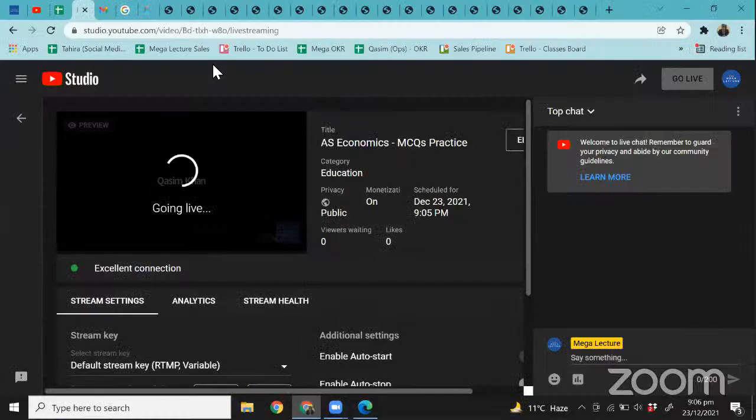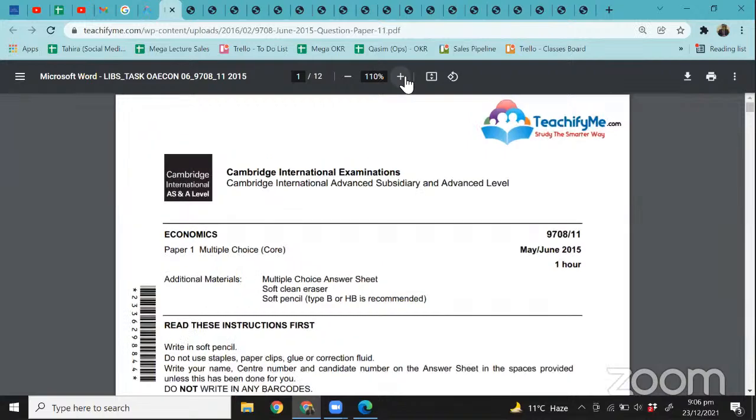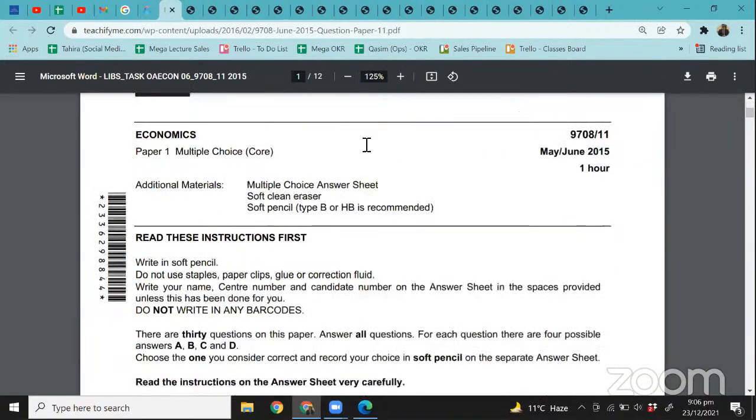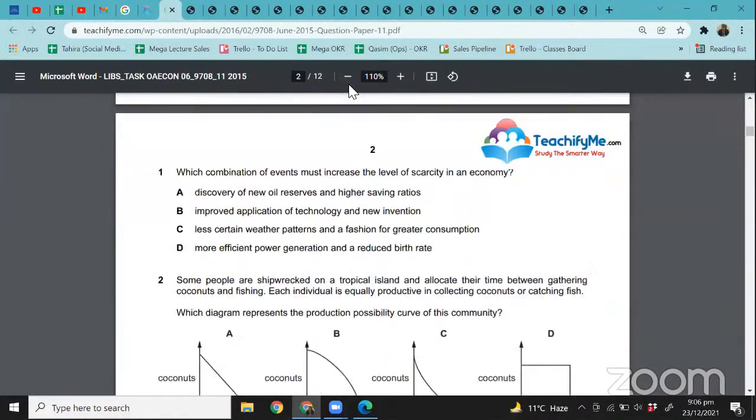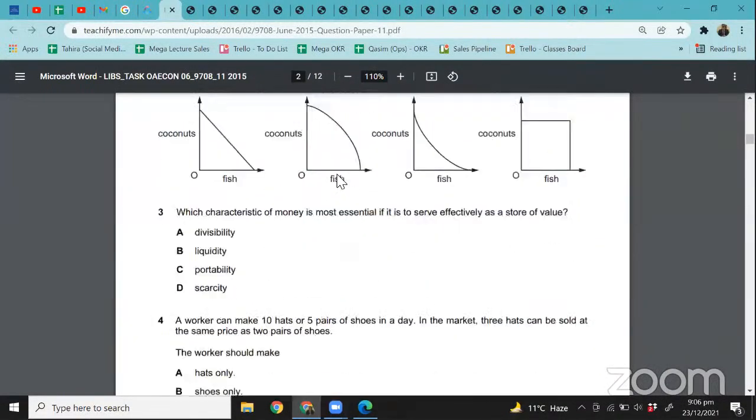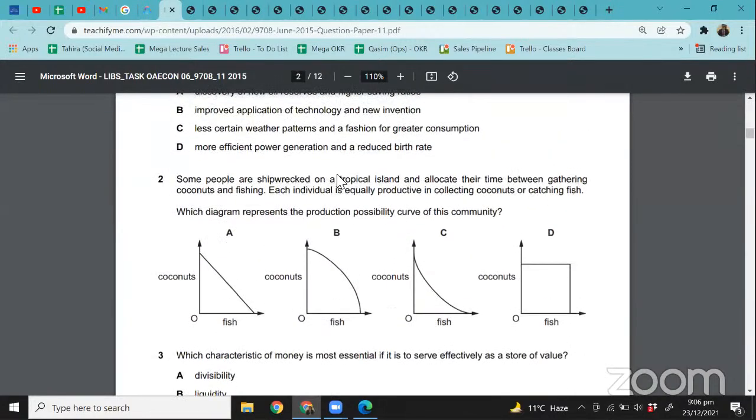Essay questions, right? So let's get started. I think you can see my screen now, right? Okay. In fact, we have not done this paper, so we can go in the order, right?